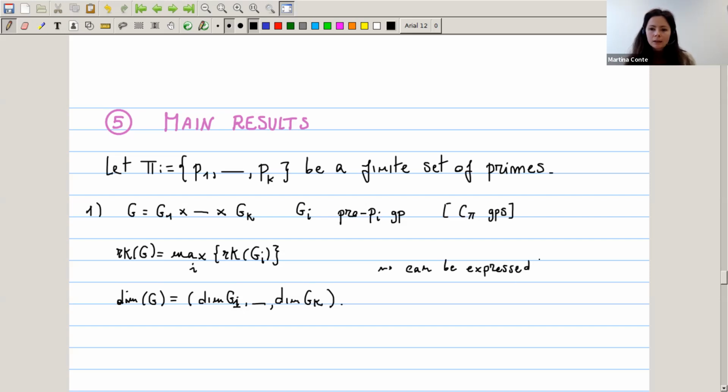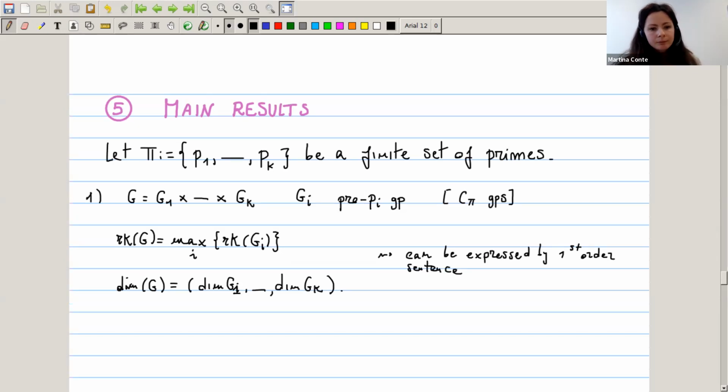So this case is not trivial. Let's say there is some work to do, because it's not trivial to go to the pro-P part of these groups, but still it uses similar ideas as before.